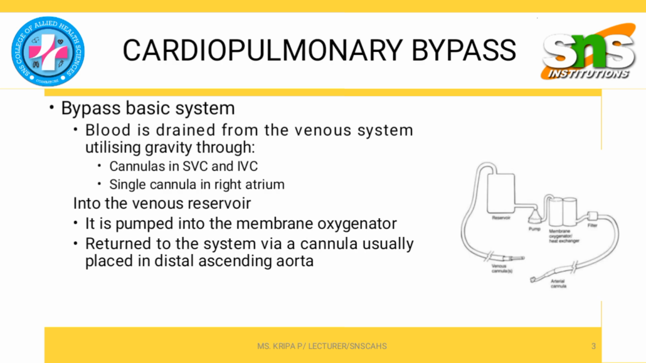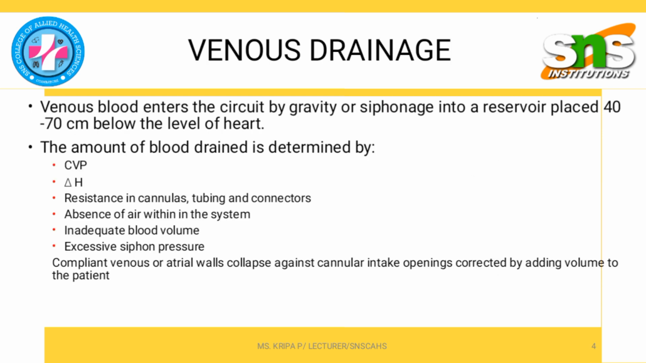Cardiopulmonary bypass basic system. Blood is drained from the venous system utilizing gravity through cannulas put in the SVC and IVC, or a single cannula in the right atrium. The blood from the cannula in the SVC, IVC or right atrium is taken to the venous reservoir. It is pumped into the membrane oxygenator and returned to the system via a cannula usually placed in the distal ascending aorta.